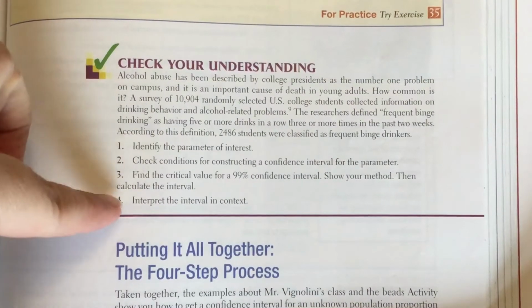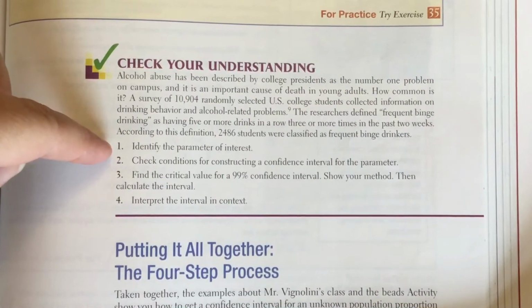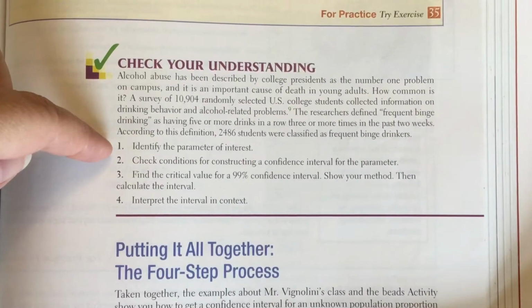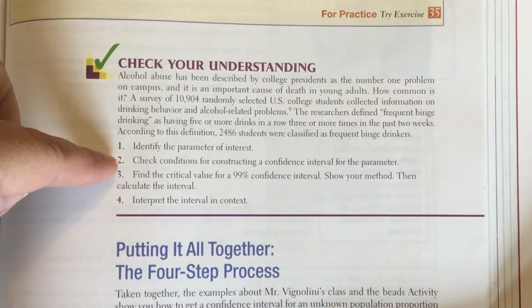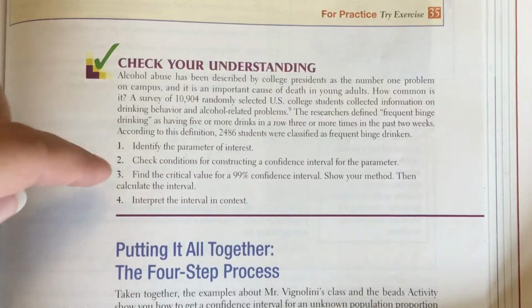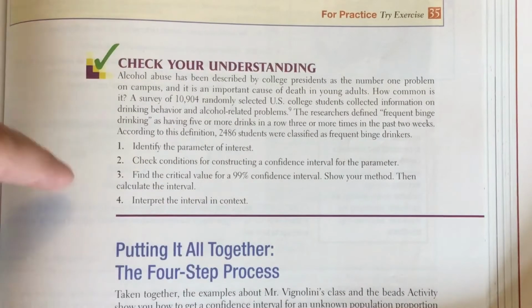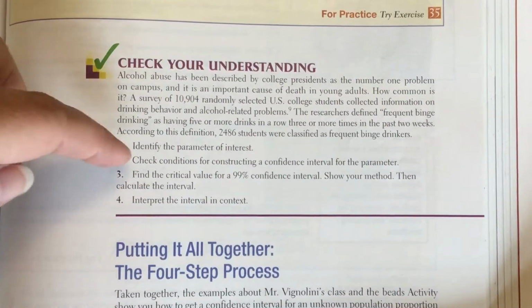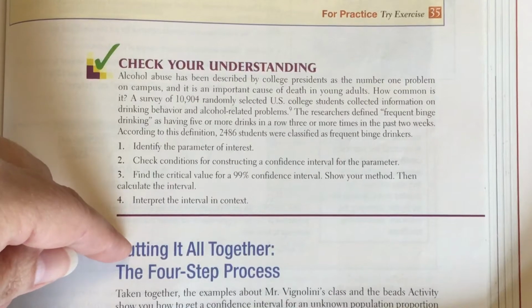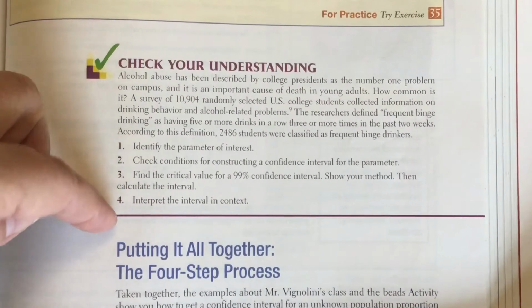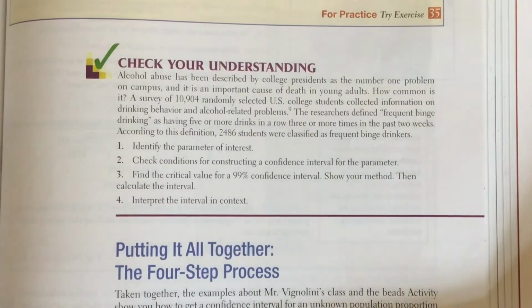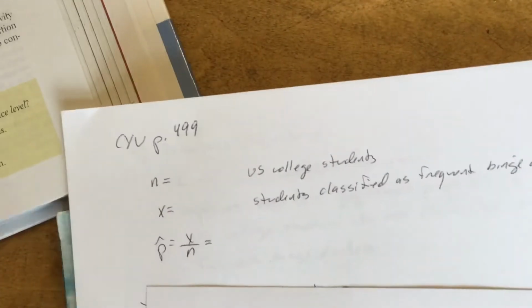Okay, let me read through them, and then we're going to go through each step. So identify the parameter of interest. We've got to figure out what we're estimating. We're going to check our conditions for constructing a confidence interval. Then I'm going to show you guys how to find a critical value, which we need to do the calculation. And then we're going to calculate the interval, and then we're going to interpret the interval. So these are the 4 steps of a confidence interval. There's your state, plan, do, and conclude. All right. So the first thing, let's organize our information.